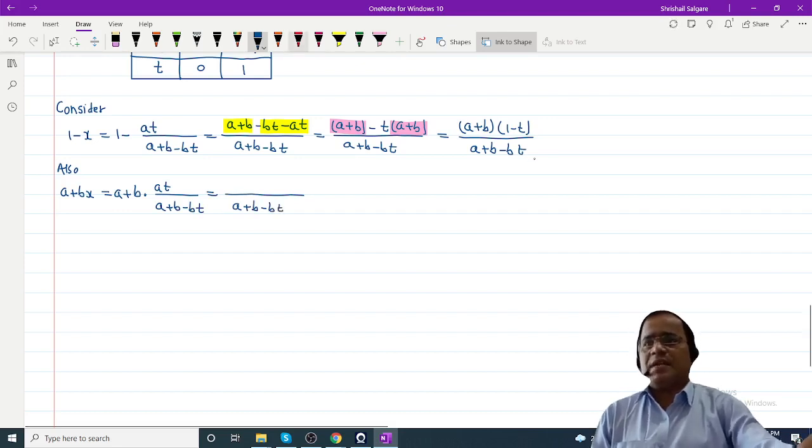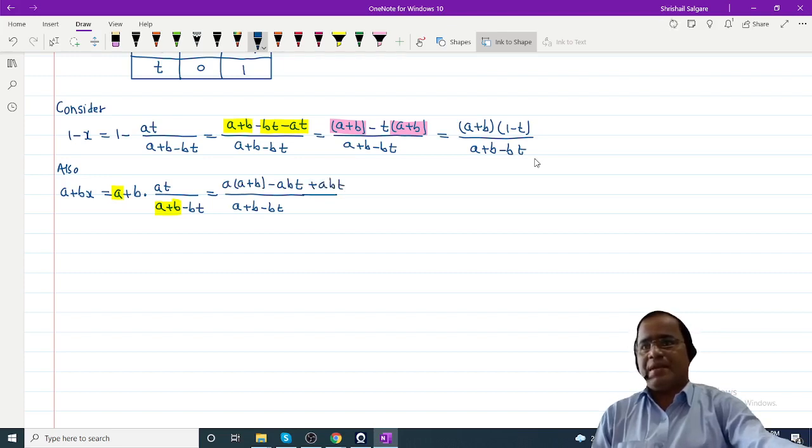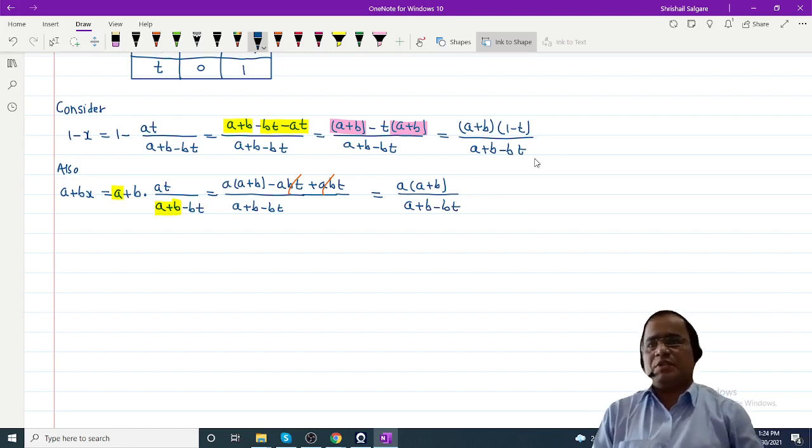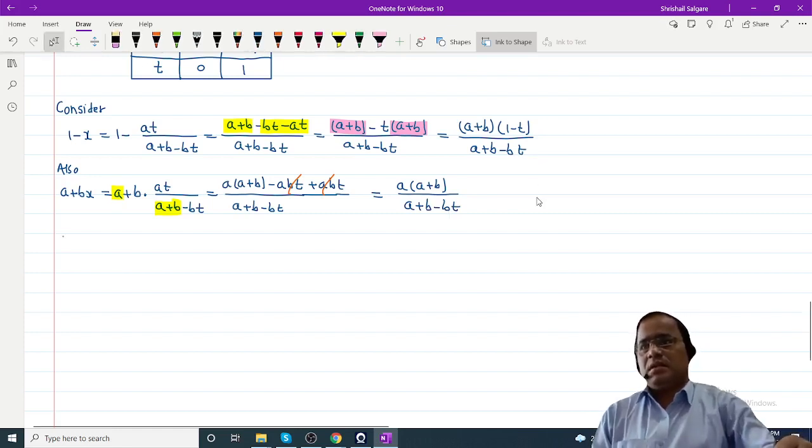While writing the factor, I take a plus b multiplied by a, a into a plus b, minus abt, and again plus abt multiplied by 1. Here the terms abt and minus abt get cancelled. It can be simplified as a into a plus b divided by a plus b minus bt. Further simplification is not possible. I will stop here.